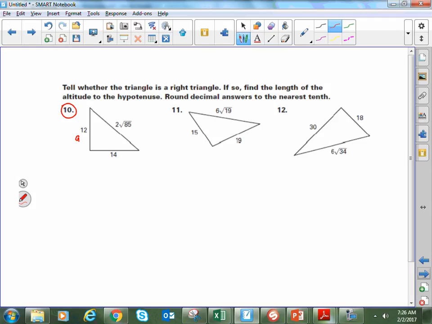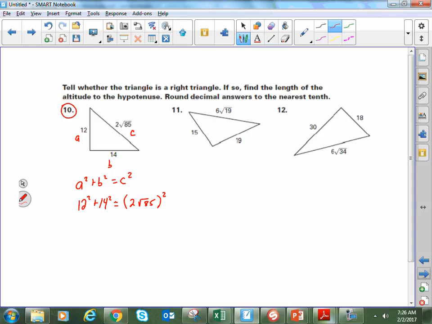I'm going to look at this side as A, this side as B, and this side as C. We don't know if it's a right triangle or not. So A squared plus B squared equals C squared. If we plug in the numbers and it works, then we know it will. So here I'm going to say 12 squared plus 14 squared is equal to 2 radical 85 squared.